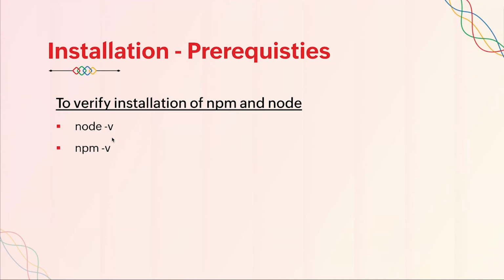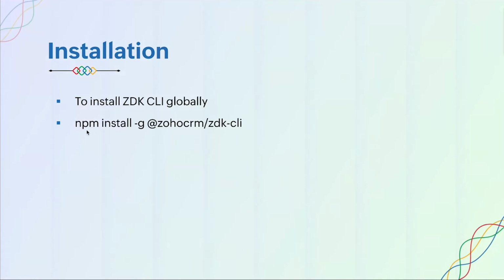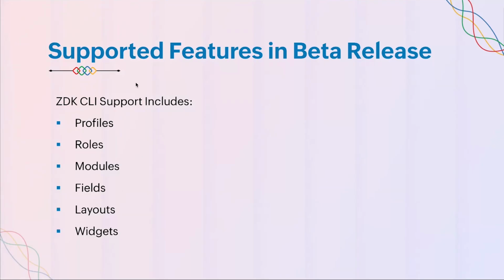Now, once all the steps are complete, you can go ahead and install ZDK CLI using the command npm install -g @zohocrm/zdk-cli. In the current beta release, we are supporting these resources: profiles, roles, modules, fields, layouts, and widgets.